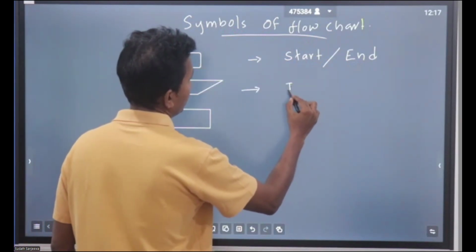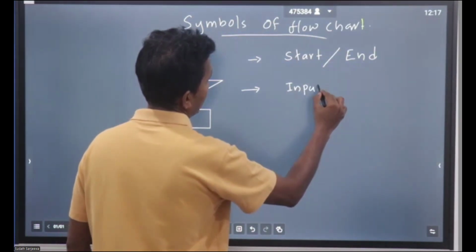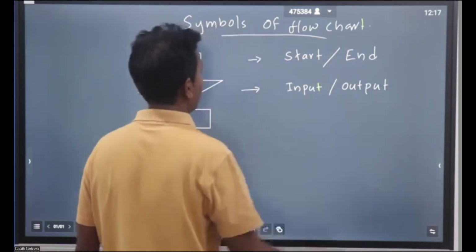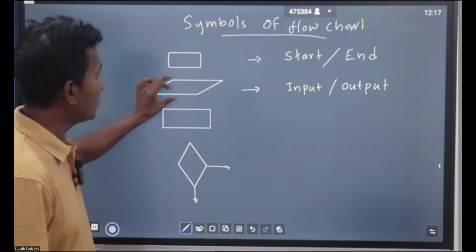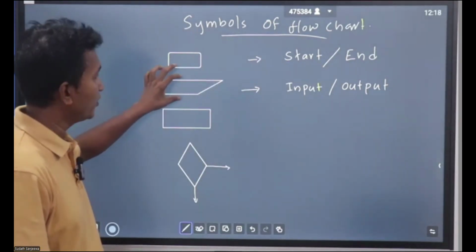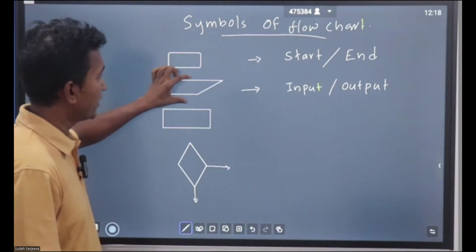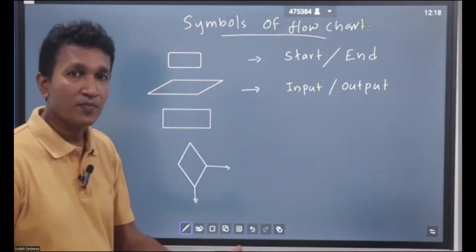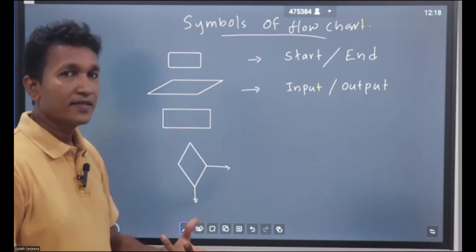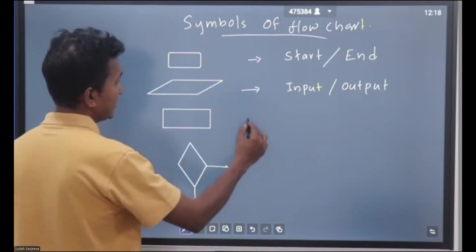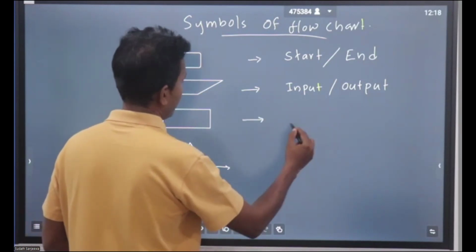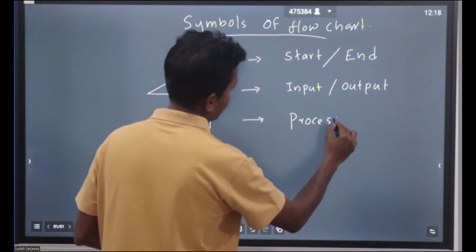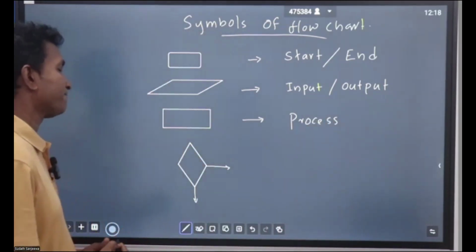This is to represent input or output. So we can use this symbol to display an input and output as well, right? This one too is to mention a process. Process.